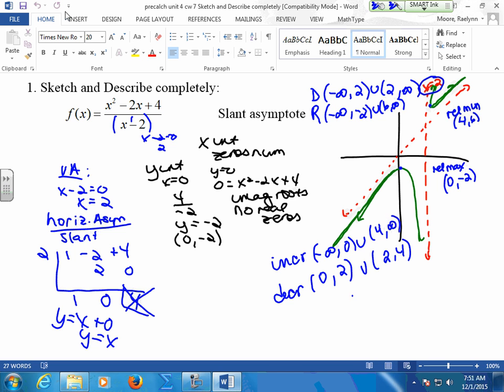Do I have a concave up and a concave down? These are a little easier to see, right? Here's your concave down. Concave down from where? Negative infinity to where? 2. Where's your concave up? 2 to infinity.